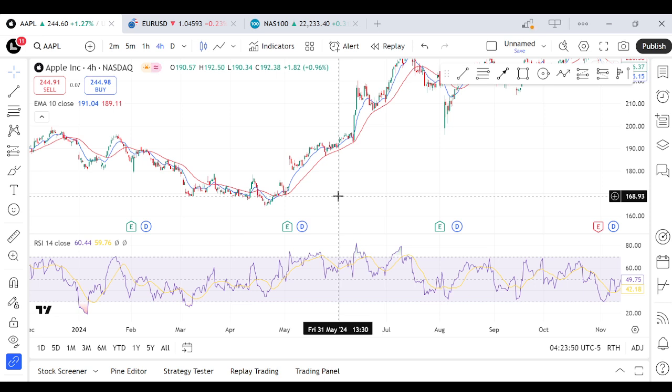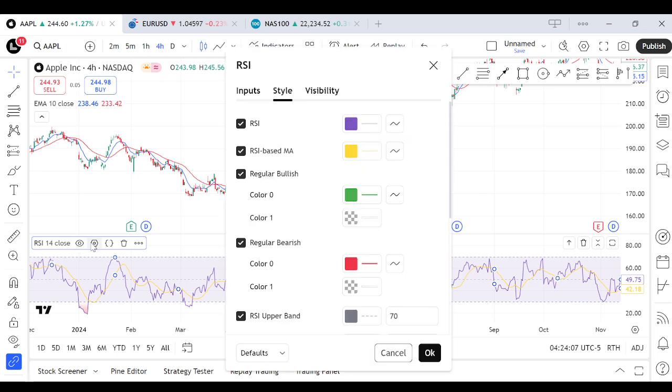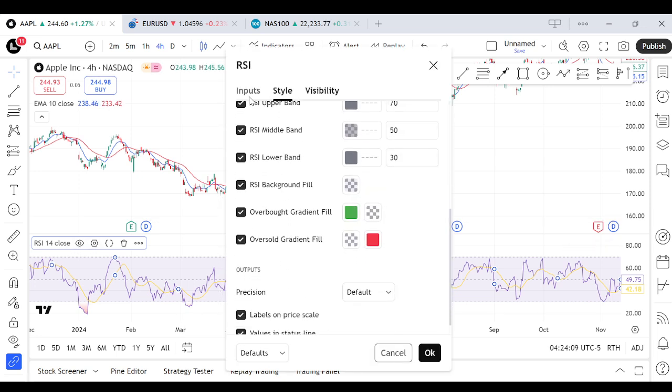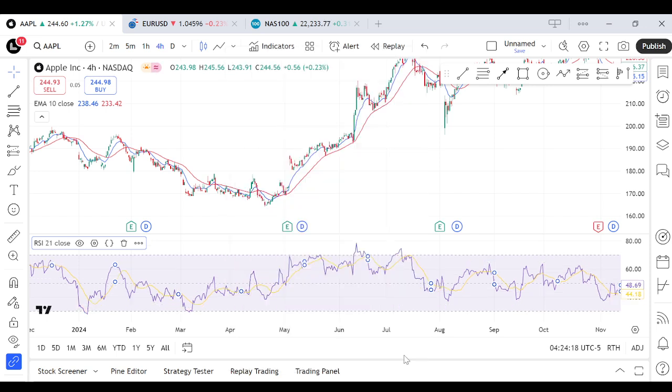So stay with me. The first step in implementing this strategy is ensuring your chart is properly configured. So set up your workspace with the 10 EMA, the 20 EMA, and the RSI indicator with a 21 period setting. So remember, 21 period. Here my RSI is the 14 period. I'm just going to change it to the 21 period. And there we have it. We are currently on the 21 period on the RSI.